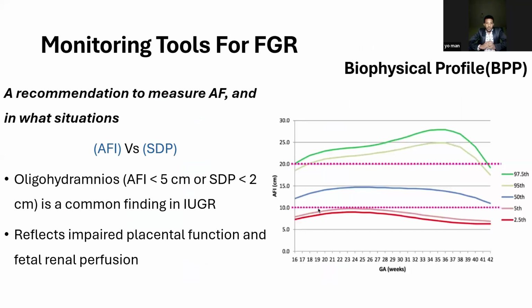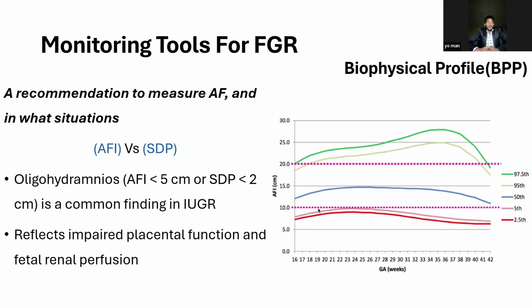So we finished diagnosis. So we know that the fetus has FGR by using those parameters. How do we monitor those FGRs? The first thing we commonly use is biophysical profile. Biophysical profile is not used for diagnosis of FGR, but it would be beneficial for monitoring.